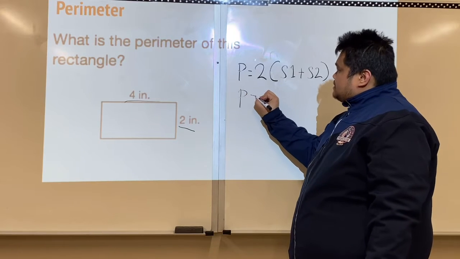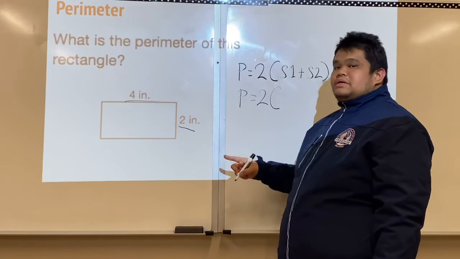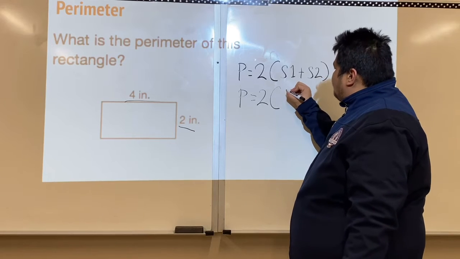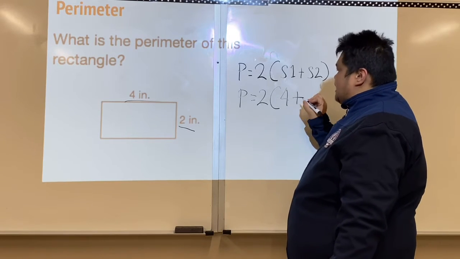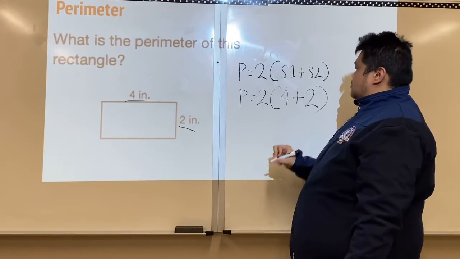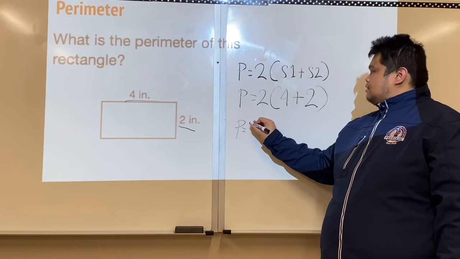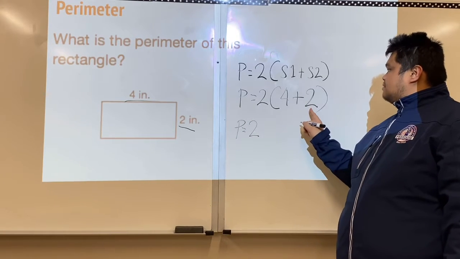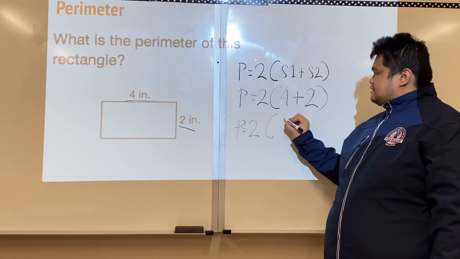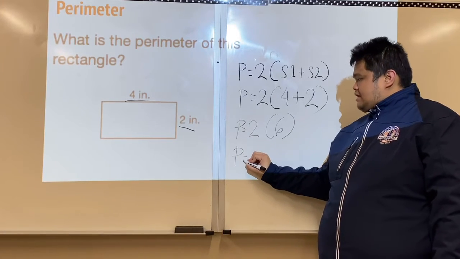So let us do this. 2 times side 1. What is the side 1? What is the first side? 4. Then what is the second side? 2. Now, let's add 4 plus 2. What is 4 plus 2? It is 6. Now, we're almost there.